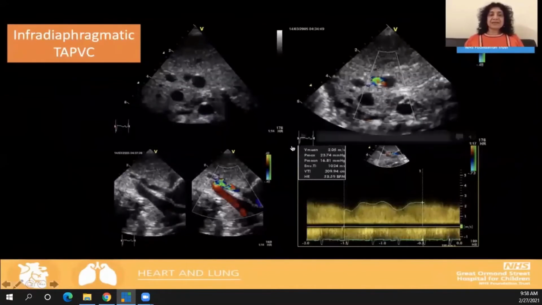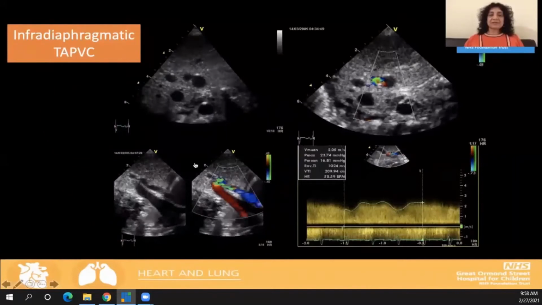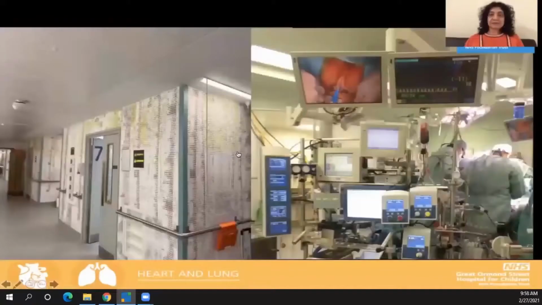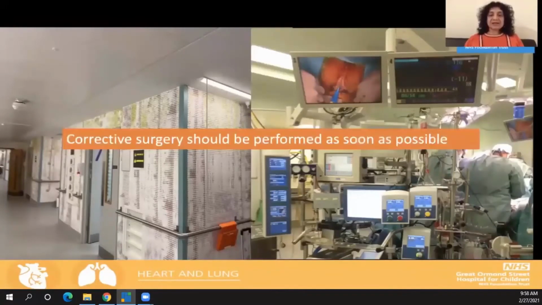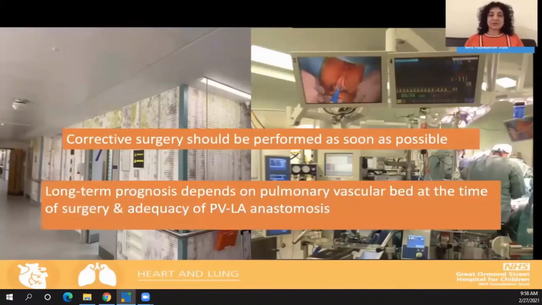Infradiaphragmatic TAPVC, here an echo image showing you again the pulmonary venous confluence that is draining into the hepatic and the portal venous system. Now, when a diagnosis of infracardiac obstructed TAPVC is made, the corrective surgery should be performed as soon as possible. The long-term prognosis depends on pulmonary vascular bed at the time of surgery and the adequacy of the pulmonary venous and the left atrium anastomosis.